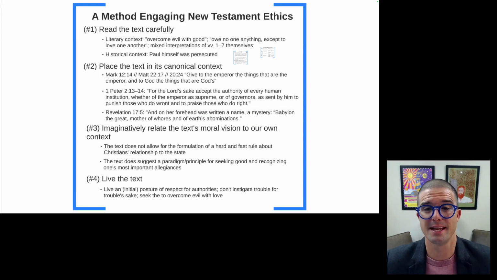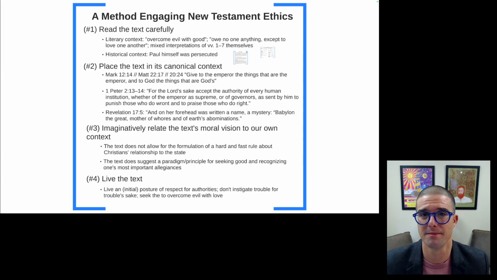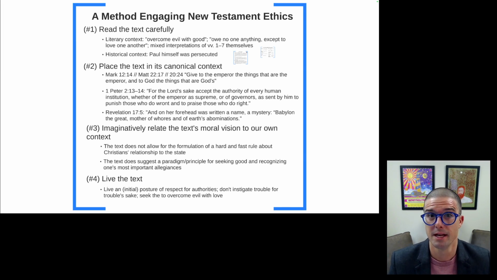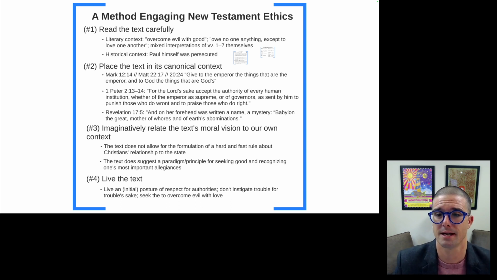And so our last step here is to actually live out the principles that we extract from the text itself. And of course, this is a contextual endeavor. It varies from person to person and community to community. But what I suggest here, given our analysis of Romans chapter 13, verses 1 through 7, is that our initial posture should be one of respect for authorities. And this seems to be mirrored in other New Testament texts as well.